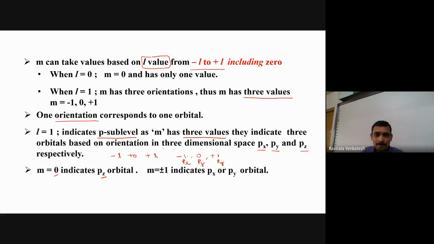For example, I will say something. If an electron has ml equal to 0, now what can you say? The electron's magnetic quantum number is equal to 0. Now what can you tell based upon this? Anybody, speak out?